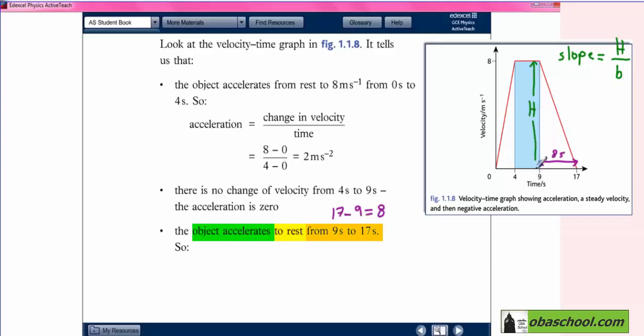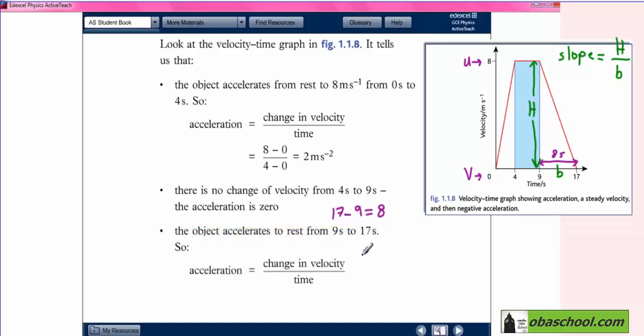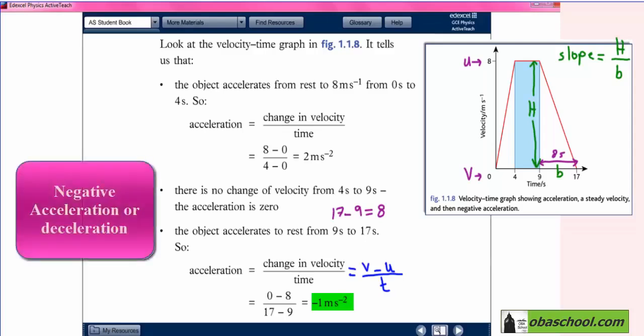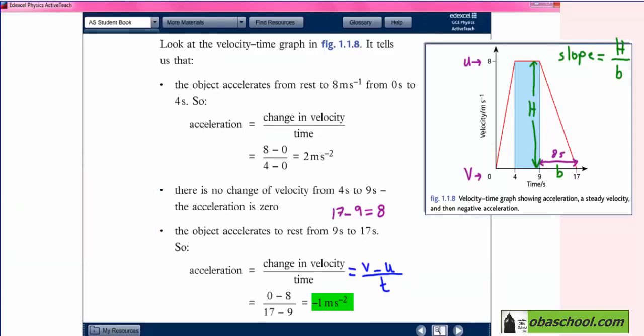Or we can also get the slope using the equation slope equals height over base of the triangle. Here we have the initial velocity u equals 8 and the final velocity v equals 0. Now if we use the equation of the acceleration, change in velocity over time, which is equal to v minus u over t, we get these numbers, 0 minus 8 over 17 minus 9, which is equal to minus 1 meter per second square. Here we have negative acceleration, or we call it deceleration.